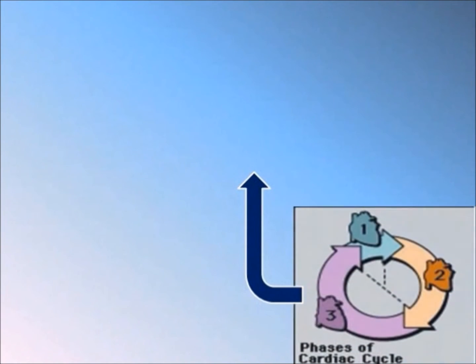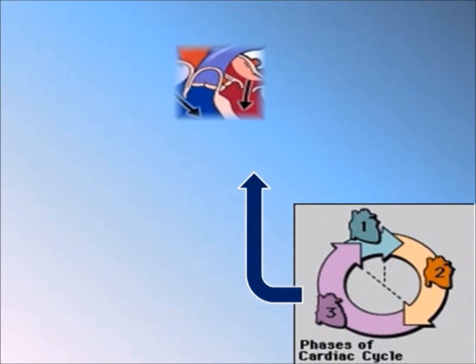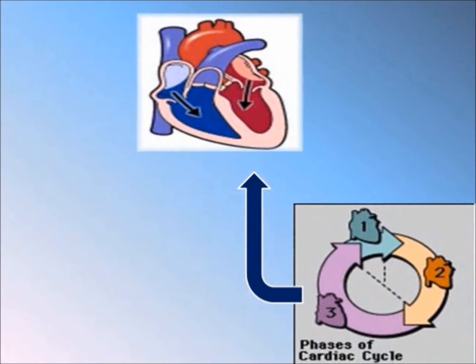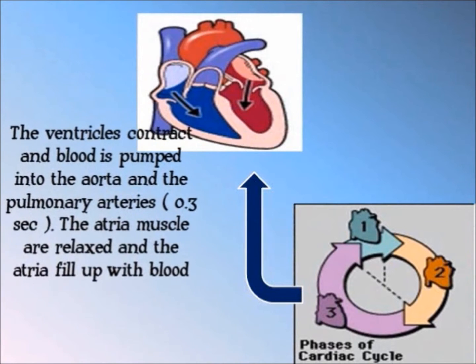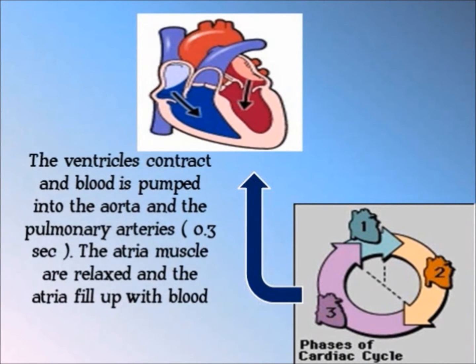The third phase, which is the last phase: the ventricles contract and blood is pumped into the aorta and the pulmonary arteries in 0.3 seconds. The atrial muscles are relaxed and the atria fill up with blood.